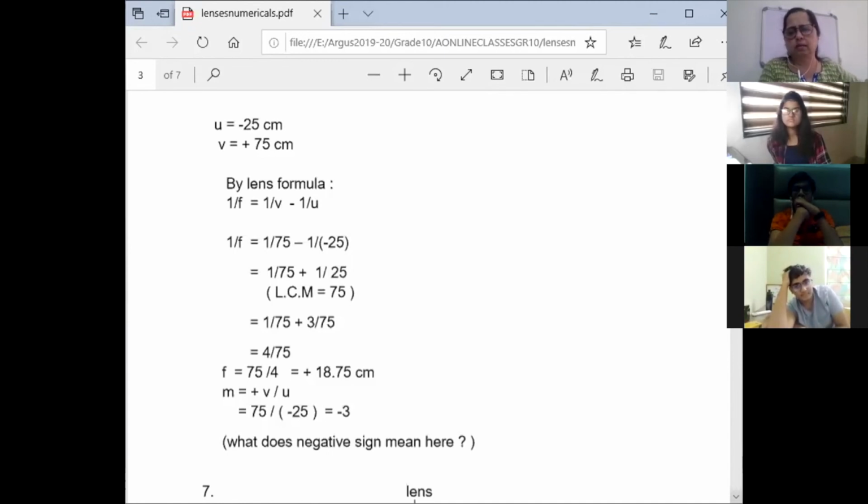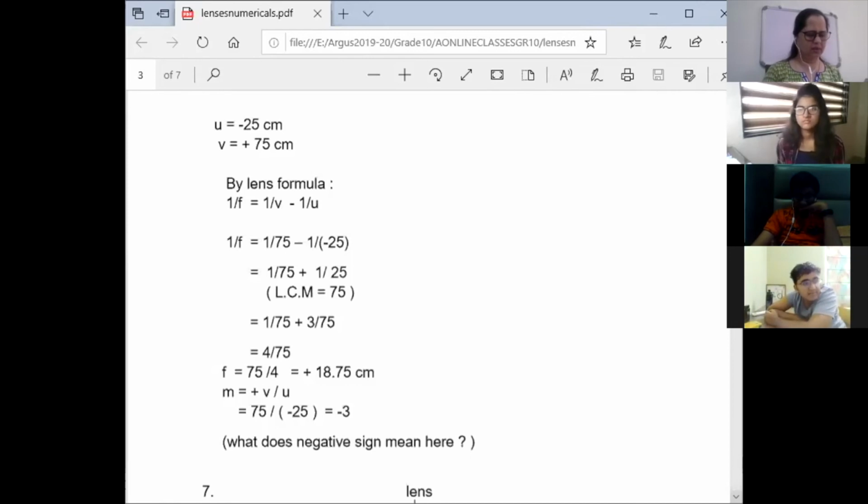Okay. Now, any question, please ask. Who has a question? Ma'am, in question number 4, we will take focal length as 0.12 meter, 120 centimeter. No. Focal length will be 12 centimeter. Well, 0.12 meter is 12 centimeter. 12 centimeter. Okay.